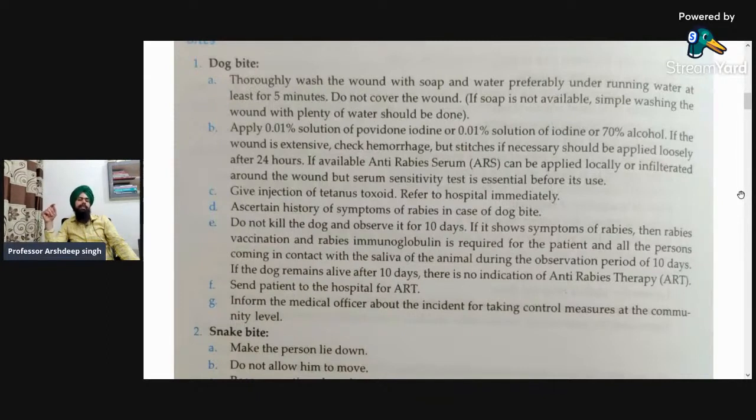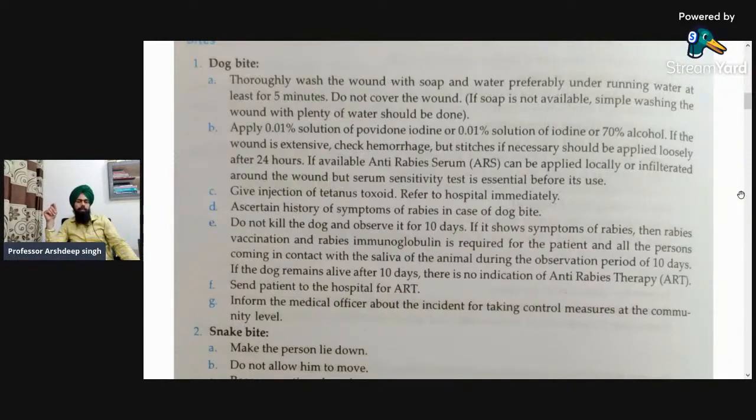And if the wound is extensive, check for hemorrhage. But stitches, if necessary, should be applied loosely after 24 hours. So we have to check the wound, and if there is a need for suture, that must be applied after 24 hours. And if available, anti-rabies serum can be applied.